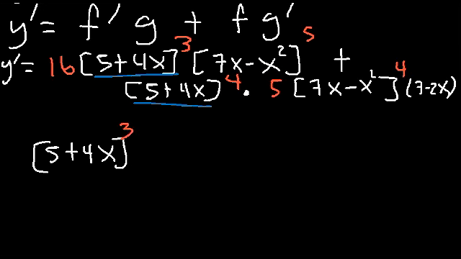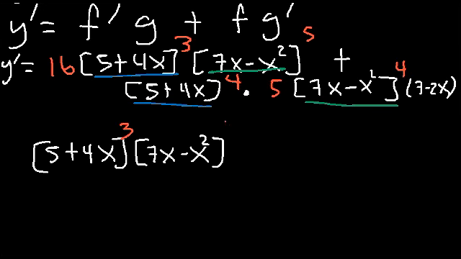Now, we can also factor out 7x minus x squared. Here we have 5, and here we have 4. So we could take out 4 from each term. So 7x minus x squared raised to the 4th power. So now what's left over on the inside? Let's move this to the left.